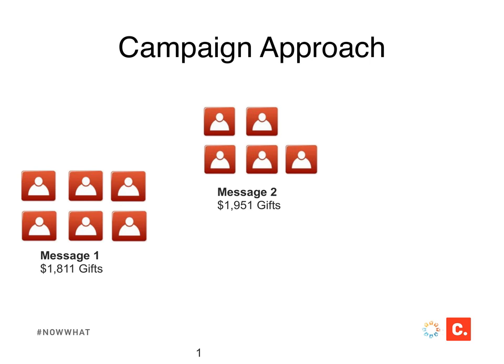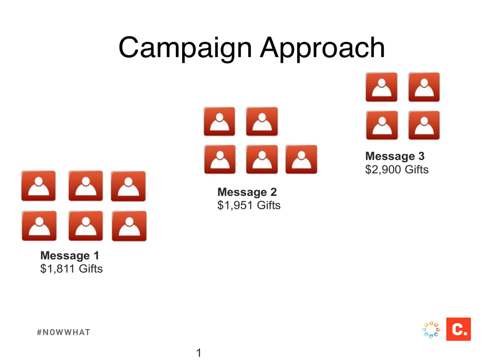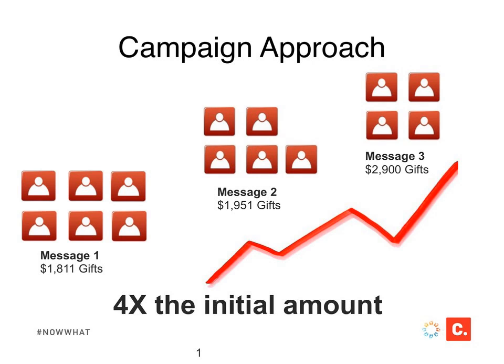Then they waited another week and sent message 3 only to people who had not given to message 1 or message 2. Interestingly, you see here that message 3 outperformed message 1 and 2 relatively significantly, to the tune of, when you combine these 3 messages, they actually got 4 times the amount they would have gotten with just message 1. We also find this to be very, very consistent. These multi-part campaigns can drive up your results 4 times.